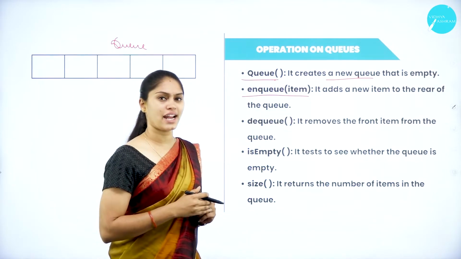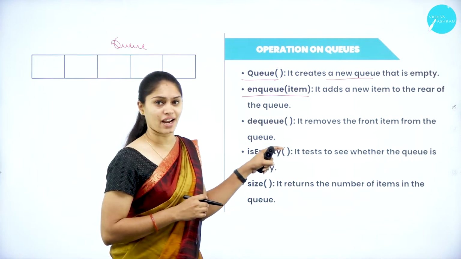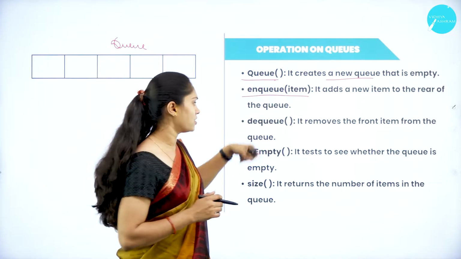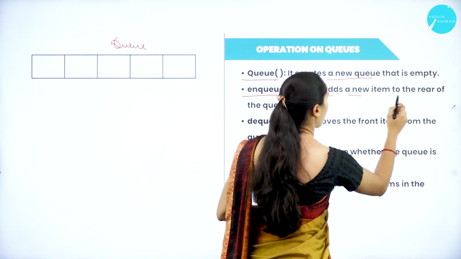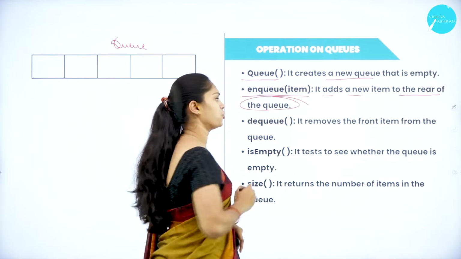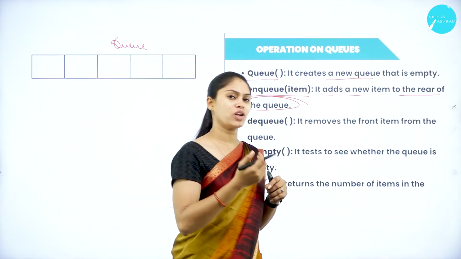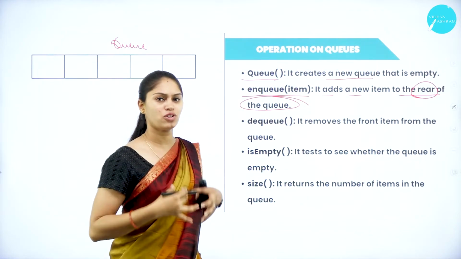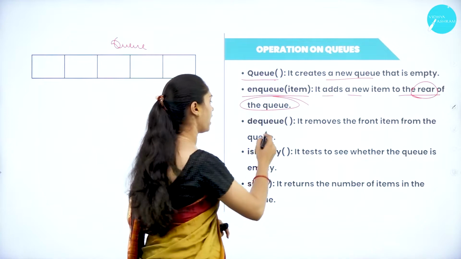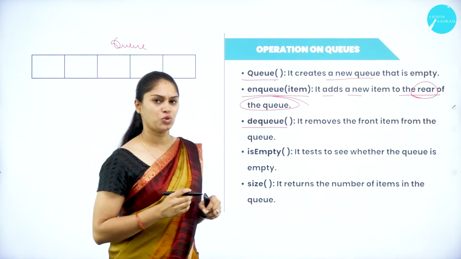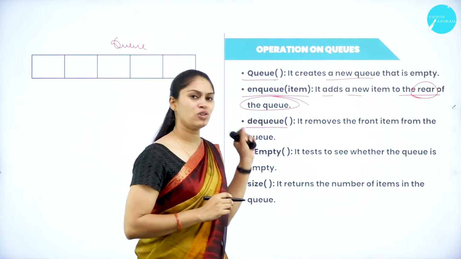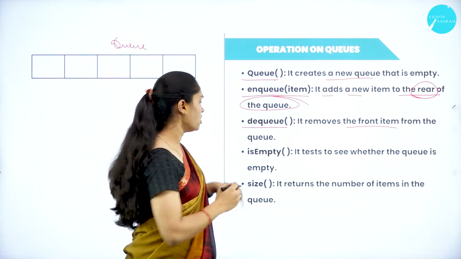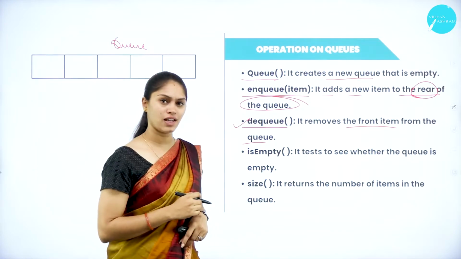If I want to add an item by making use of the rear end, at that time the NQ of item operation has to be called. It will add a new item to the rear of a queue, that is, with the help of the rear end. What if I want to delete an element? For that we have one more function called DQ. It will remove an element which is at the front side. So that will be the usage of this DQ.